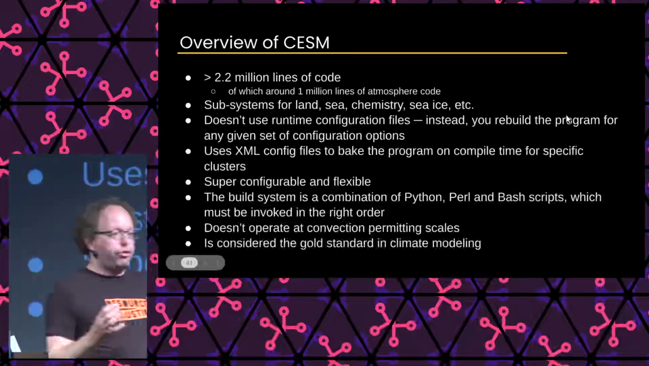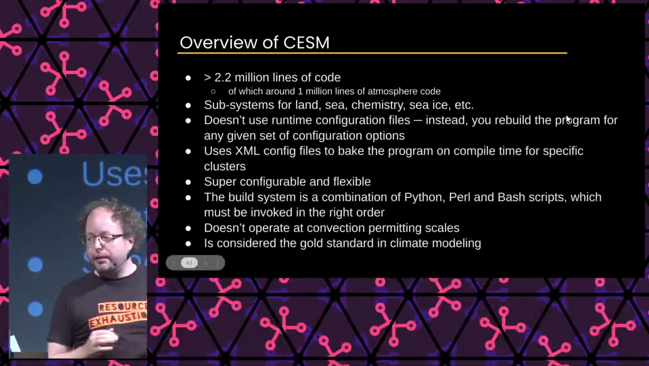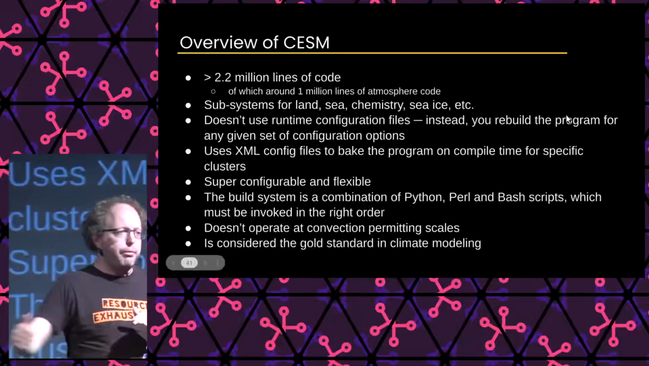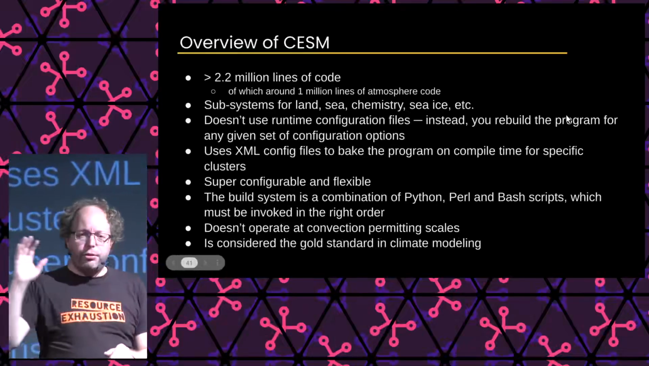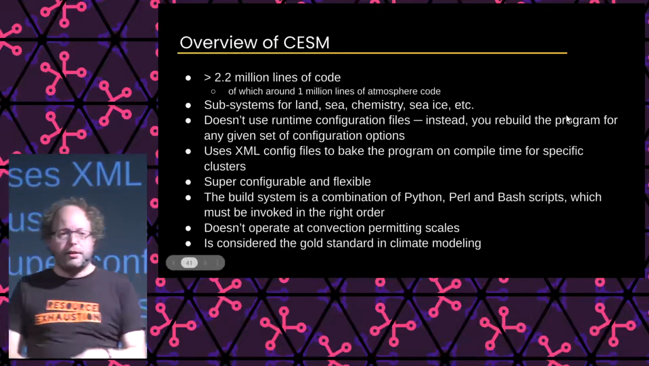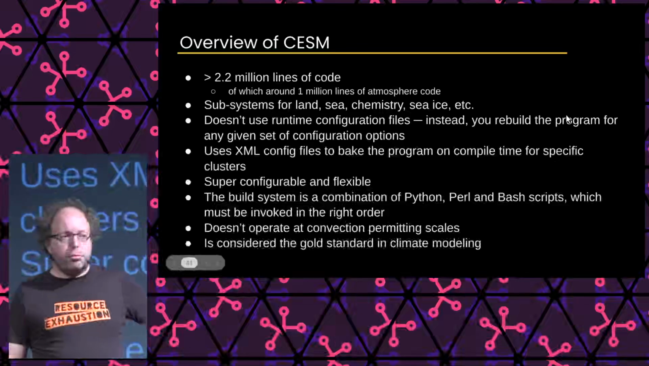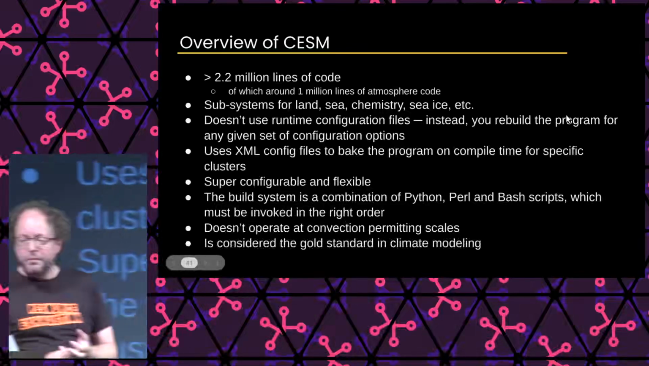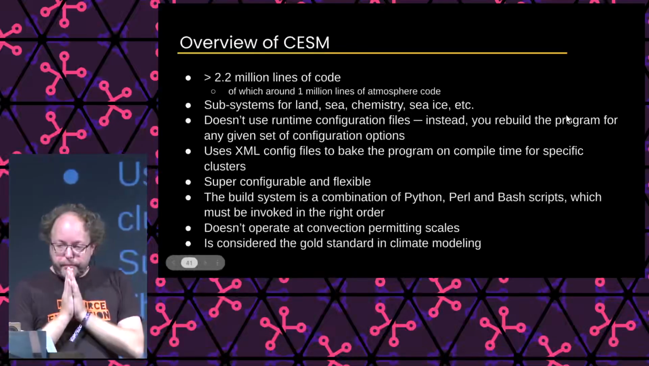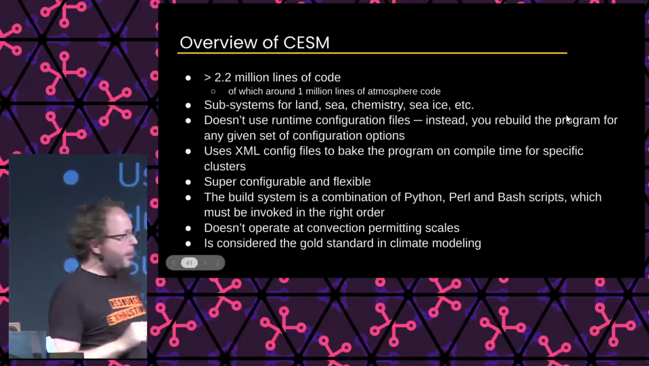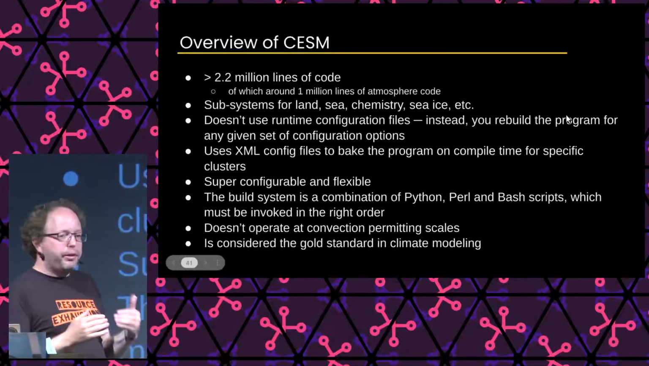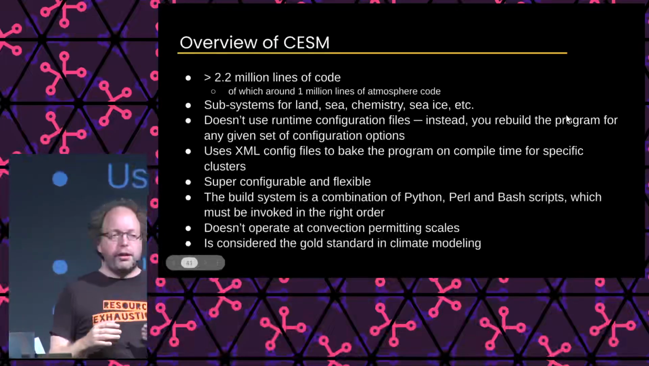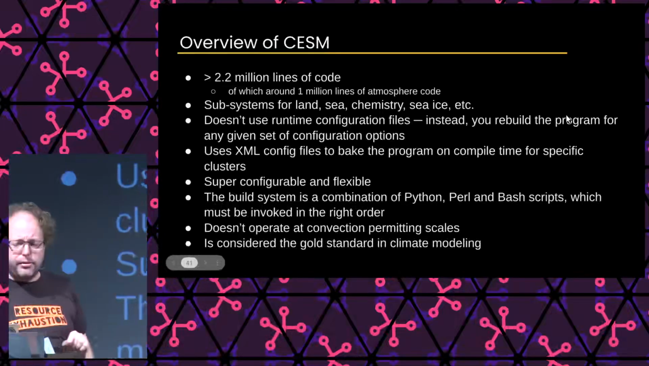This model is the gold standard in climate science, and every other climate model is compared to this. If you go and look at the IPCC data, then a lot of it comes from this model. Not all of it, but a lot, right? One thing about it is it doesn't really operate at convection-permitting scales. I'll explain that in a little moment.